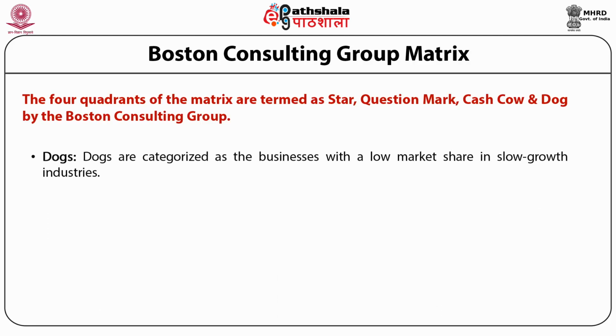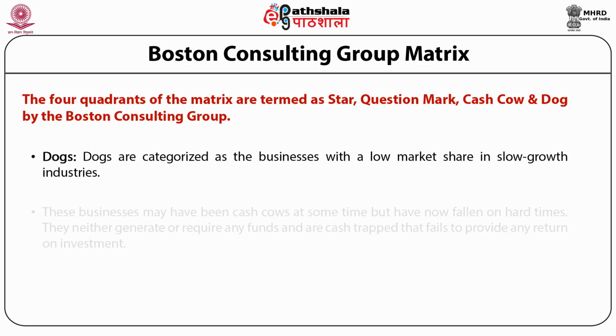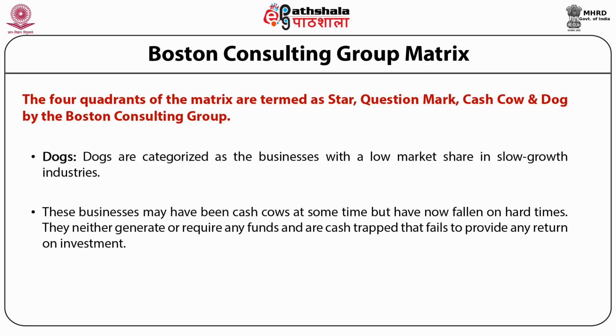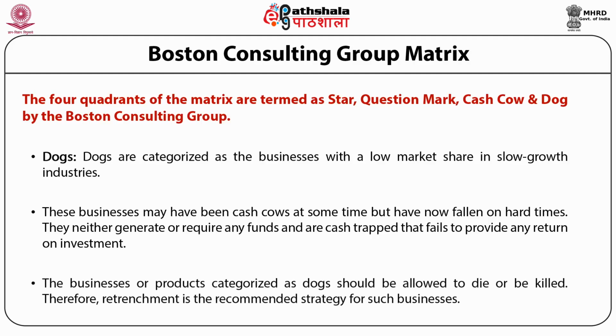Dogs. Dogs are categorized as the businesses with a low market share in a slow growth industry. These businesses may have been cash cows at some time but have now fallen on hard times. They neither generate nor require any funds and are cash strapped, which fails to provide any return on investment. The businesses or products categorized as dogs should be allowed to die or be killed. Therefore, retrenchment is the recommended strategy for such businesses.